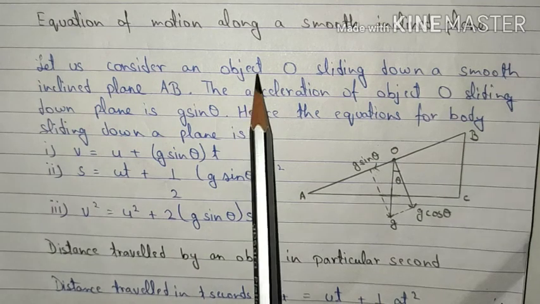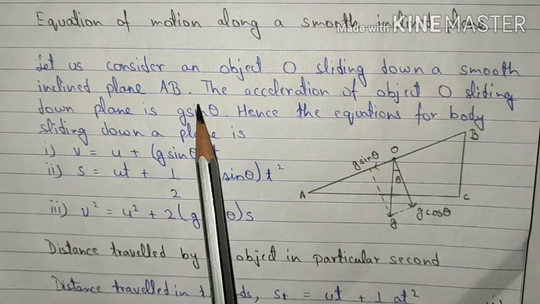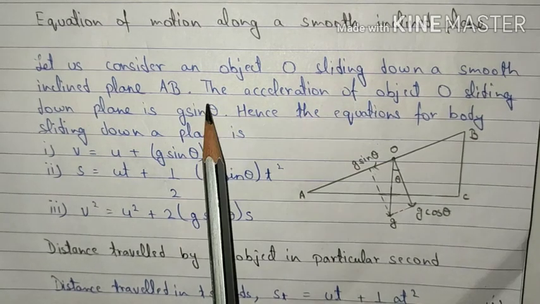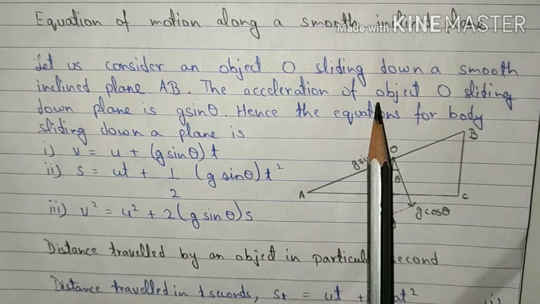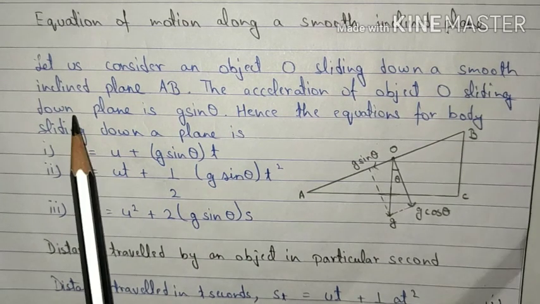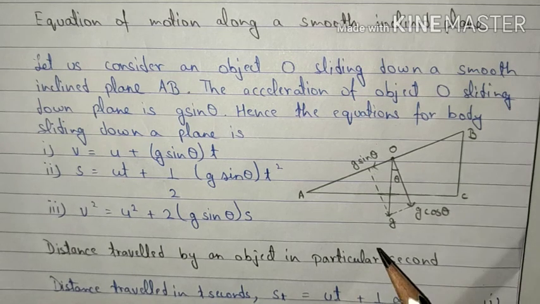Let us consider an object O sliding down a smooth inclined plane AB. Like we took an example of ball, instead of that we are taking O over here. The acceleration of object O sliding down plane is g sine theta. Let's see how we have arrived at this decision. Have a look over here.